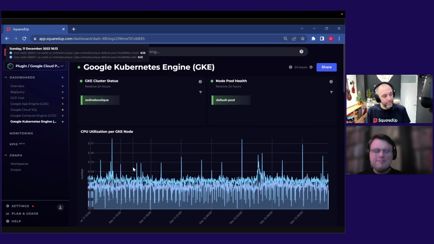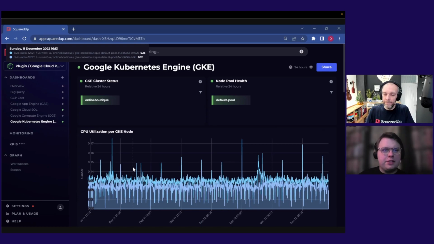Are there any associated benefits to putting this data into a dashboard in SquaredUp versus just using it straight in the GCP console? What's the perk of putting it in SquaredUp? Yeah, so there's a few actually.